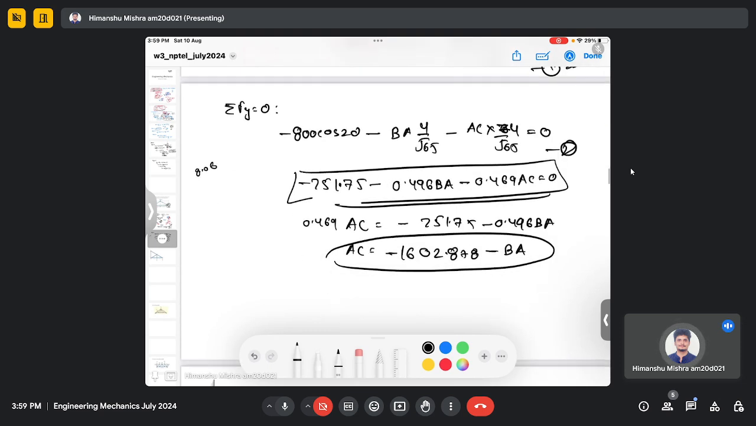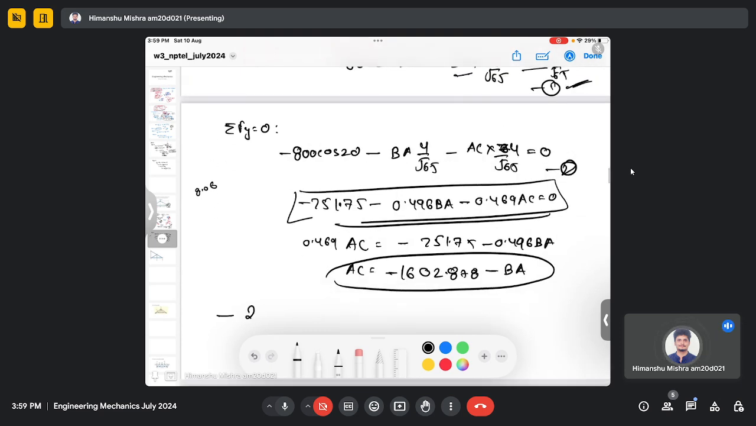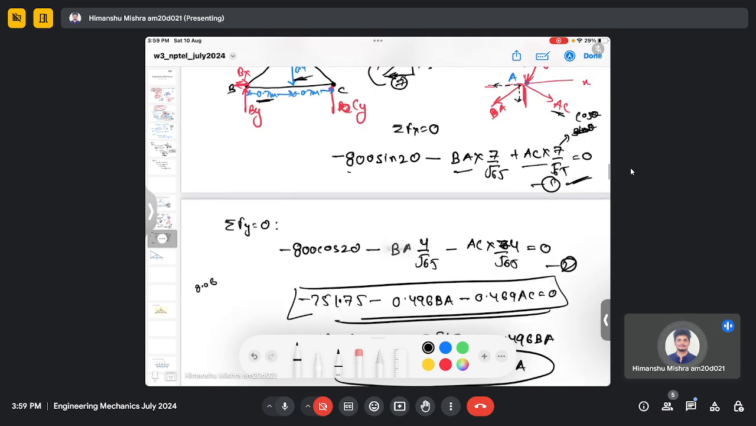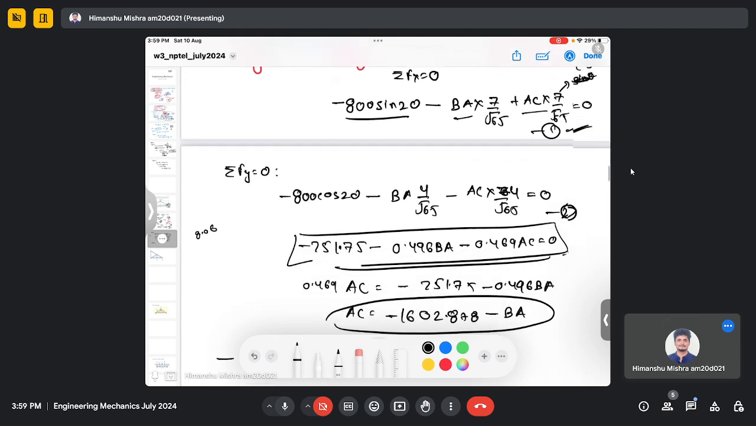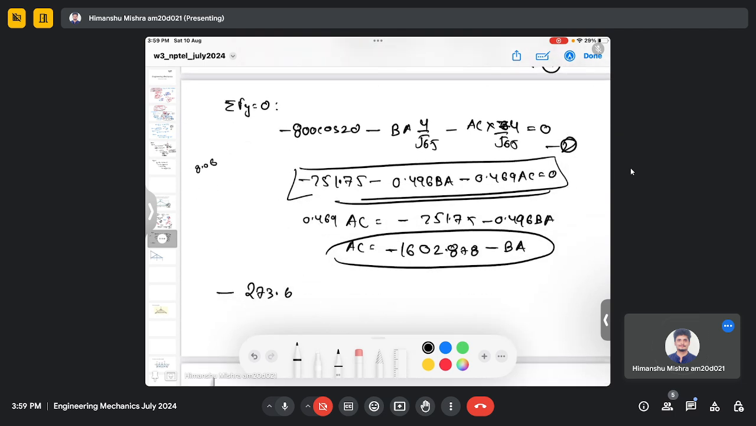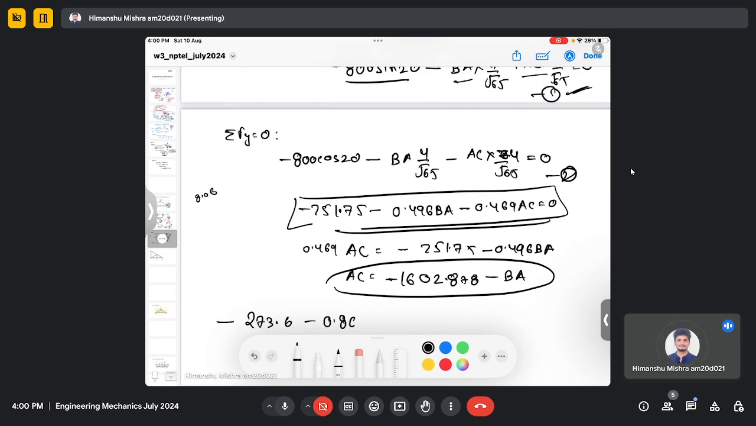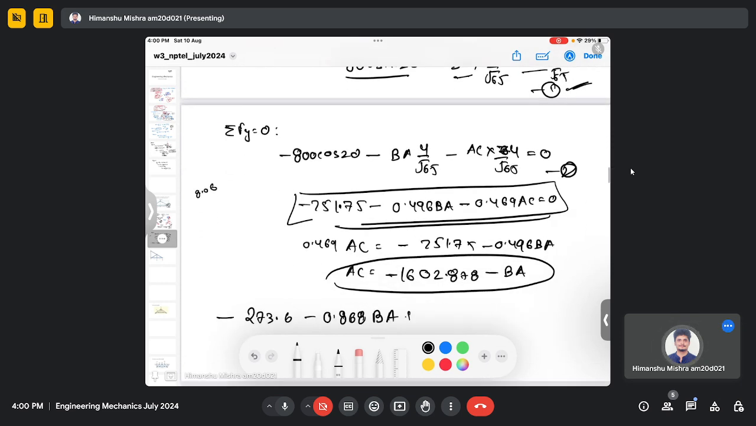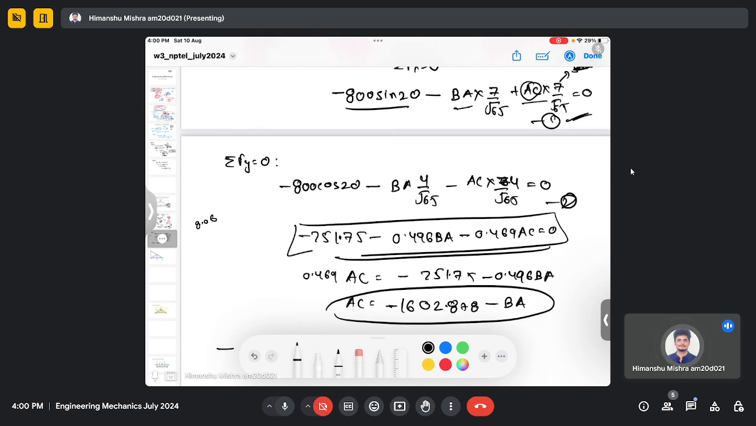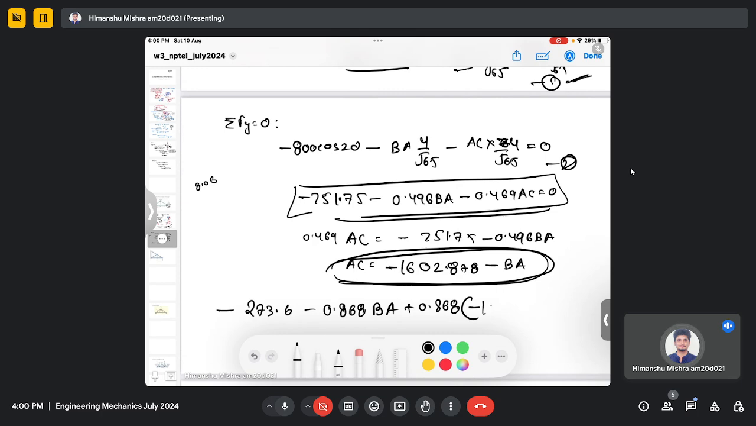So from equation 1 I am having minus 273.6, which is basically 800 multiplied by sine 20, minus 0.868 BA plus 0.868, and then instead of AC I will put this expression here, minus 1602.878 minus BA equal to 0.